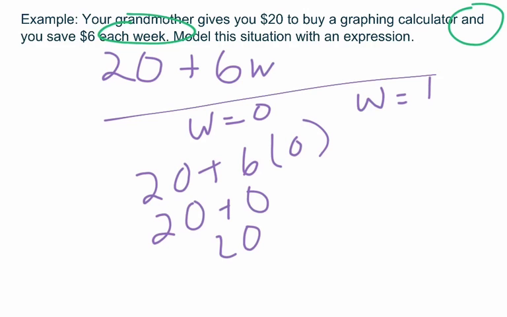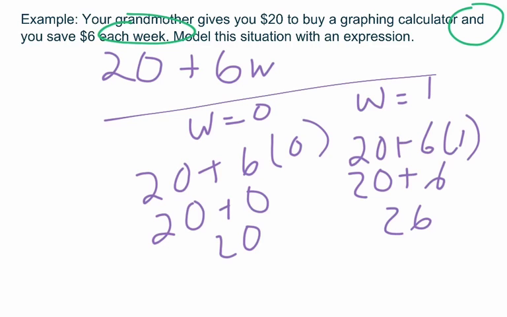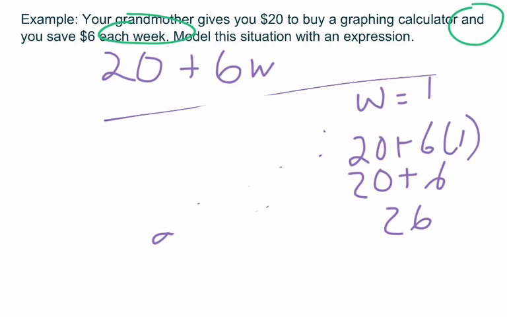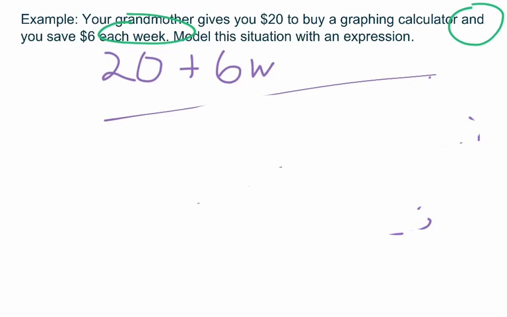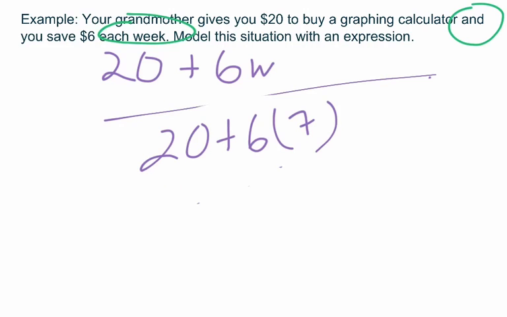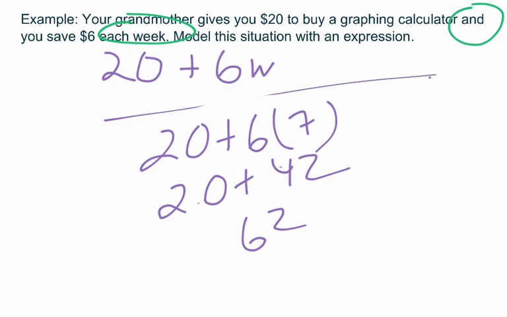After 1 week goes by, you would be adding just the $6. So you have 26, and so on and so forth. So if I were to ask you, how much money do you have after, I don't know, 7 weeks? I'm making up numbers here. You would plug in a 7 for the number of weeks. So that means you've saved an additional $42 on top of that. So you now have $62. And that's how expressions work.